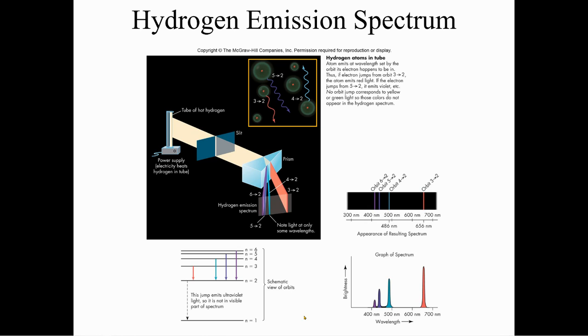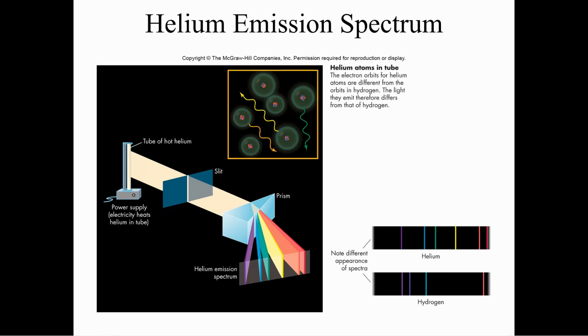And on our lab, this is related right here. If I drop from 3 to 2, it's red. If I drop from 4 to 2, it gives off this bluish green color, and so on and so forth. This is what you should be drawing in your labs. So we looked at a hydrogen spectrum.